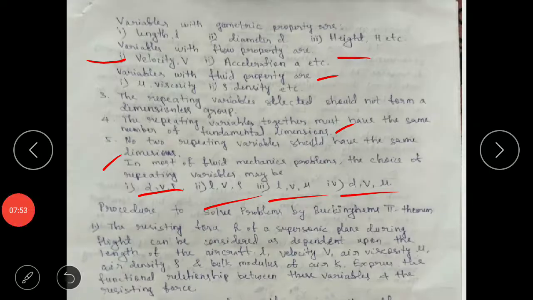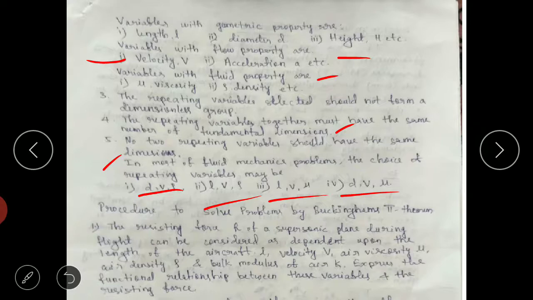Now we'll take a problem and try to understand the procedure to solve using Buckingham's pi theorem. The problem statement is: the resisting force F_R of a supersonic plane during flight can be considered as dependent upon the length of the aircraft L, velocity of the aircraft v, air density rho, and bulk modulus of air K. Express the functional relationship between these variables and the resisting force.